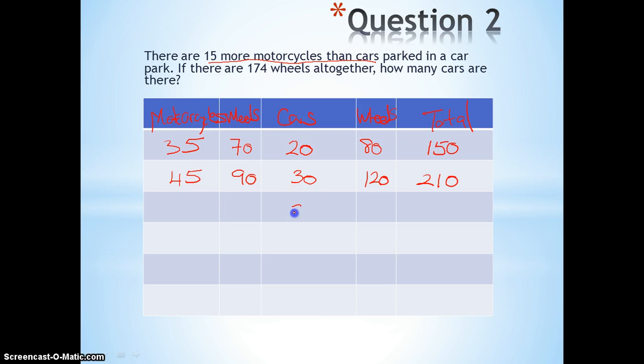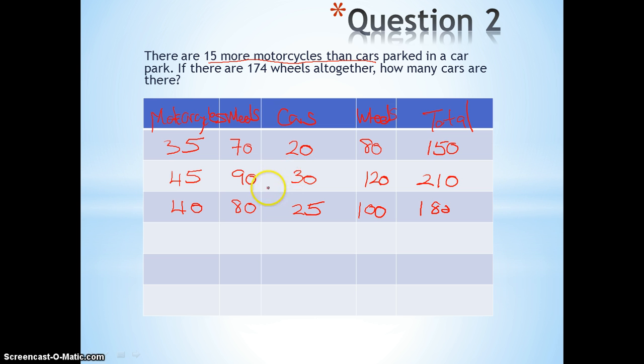Let us assume 25. Let's try 25. 25 cars, that means I have a total of 40 motorcycles. Now with this assumption, let's find out how many wheels. 25 cars will have 100 wheels. 40 motorcycles times 2, I will have 80, a total of 180 wheels. It's getting close now.